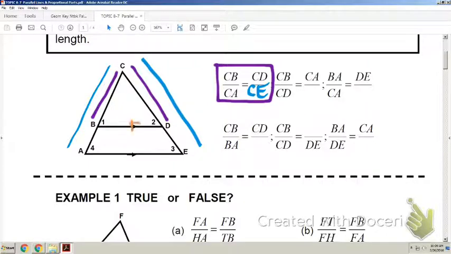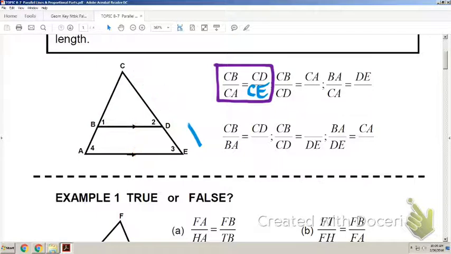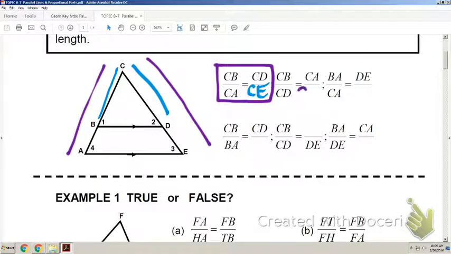So see these lines here that are parallel? If the lines are parallel, you can set up a proportion just like this. That's one way. Another way to set up the proportion could be CB over CD equals CA, the whole thing, over CE.